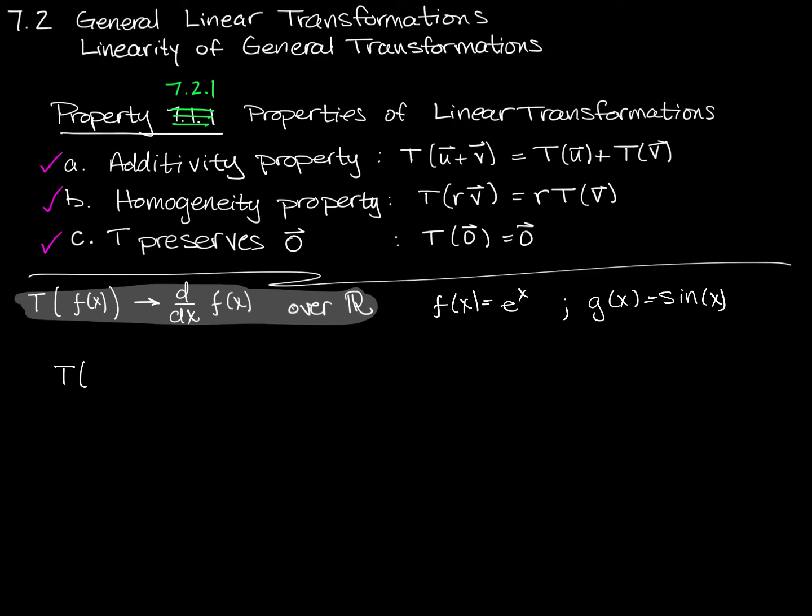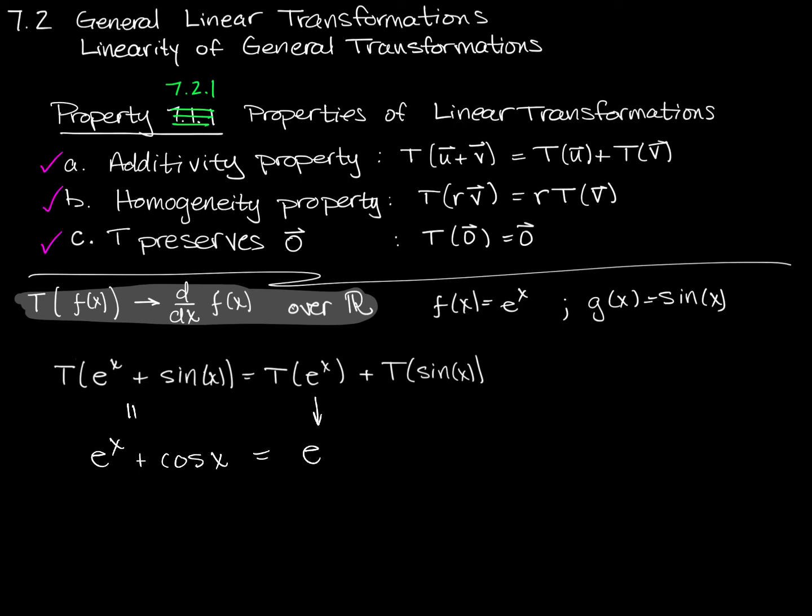So is it true, and I'm not going to bother with the vector notation at this point, that the transformation of e to the x plus the sine of x is equal to the transformation of e to the x plus the transformation of the sine of x? The derivative of this sum is going to equal e to the x plus cosine of x. And on this side, the transformation of e to the x is e to the x, and the transformation of sine of x is cosine of x, and I'm adding them together. So that property holds true.